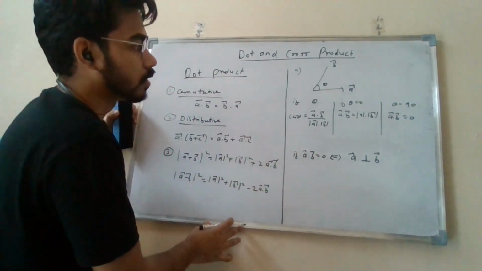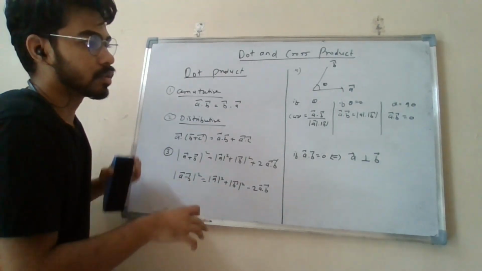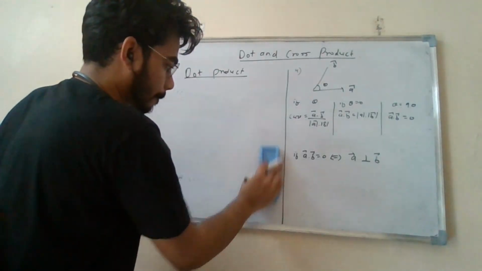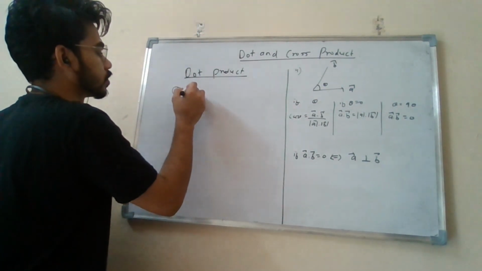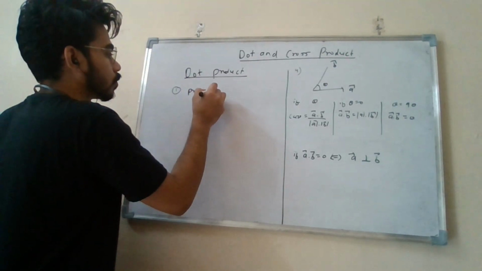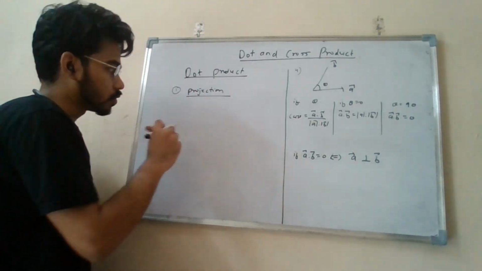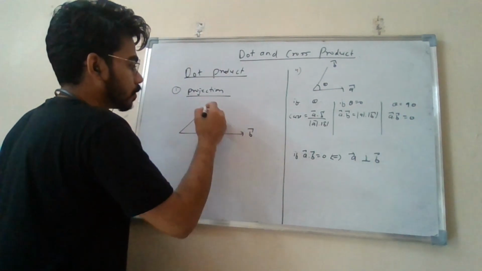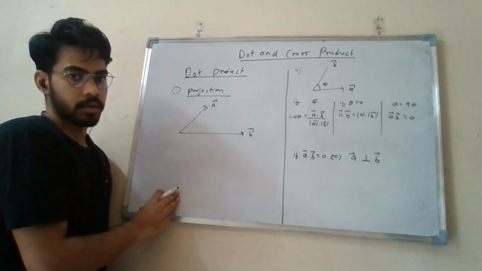Next, we will see the applications, means what are the applications in mathematics of dot product. Okay, so the first application is projection, which is scalar projection and vector projection. Let us see. Projection means if I have two vectors, suppose this is my B vector, this is my A vector. So we have to find its scalar projection.